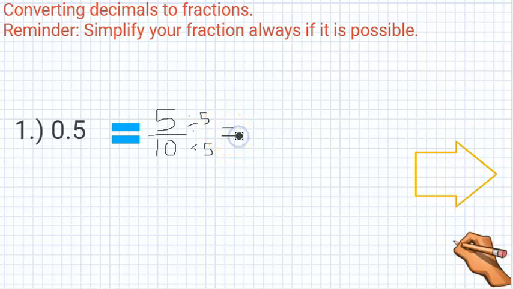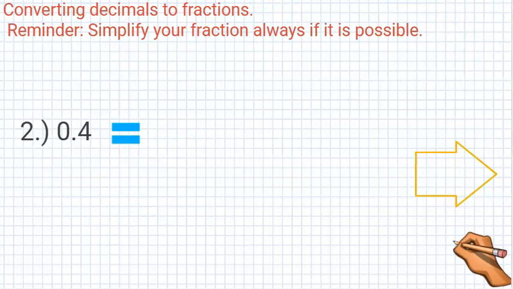So we divide 5 divided by 5, which gives us 1, and then we have 10 divided by 5, which gives us 2. And voila, we've got our final answer, which is 1/2 for our first decimal. Let's take a look at the next decimal.